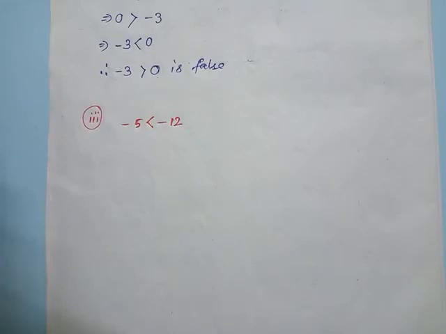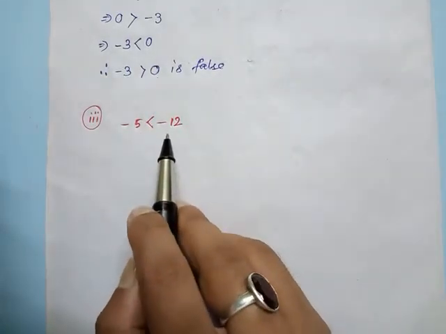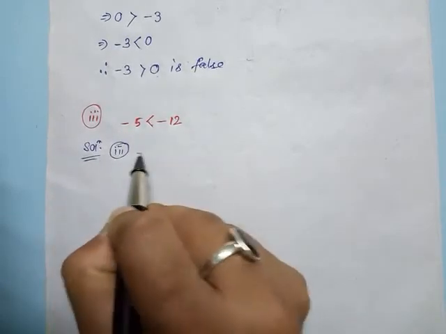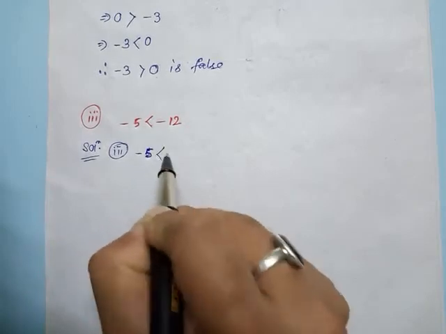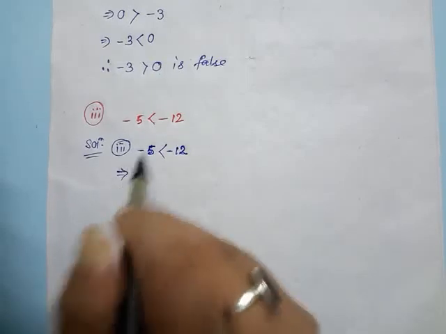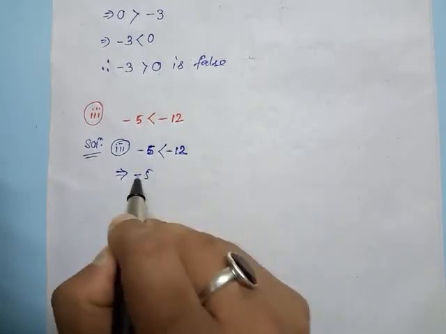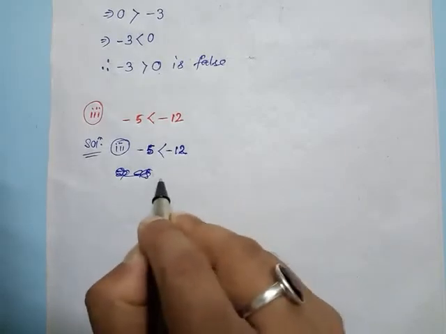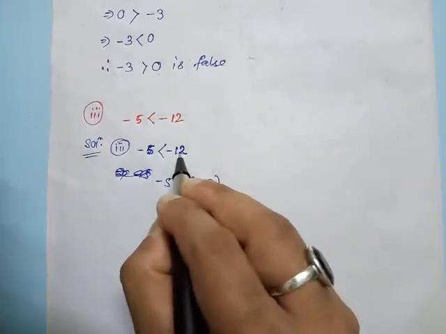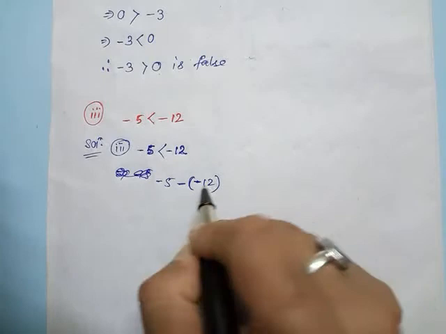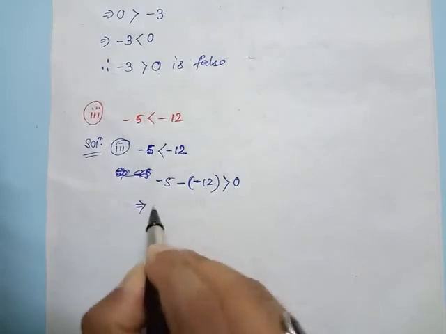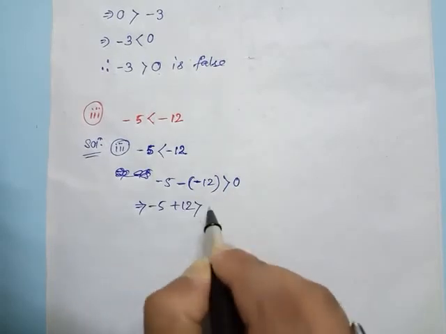Now students, the next question is Roman 3: minus 5 less than minus 12. We have to solve this one. First of all I will write here solution, then I will write Roman 3 and write the question again, minus 5 less than minus 12, so that I can find the answer very easily. After that I will start writing minus 5 and minus 12, which means I am subtracting this value from minus 5, and this could be bigger than 0. So what would be the next step? Minus 5 plus 12 bigger than 0.